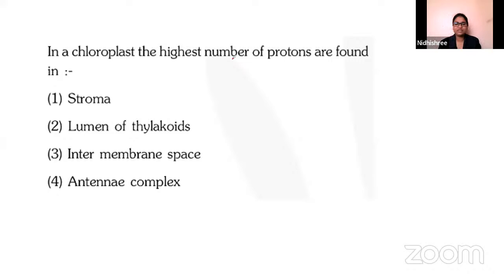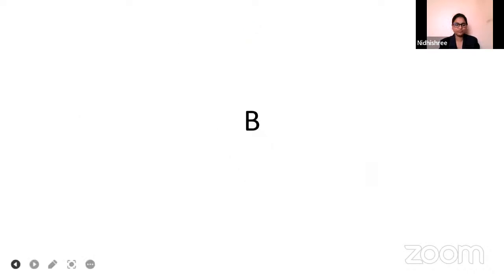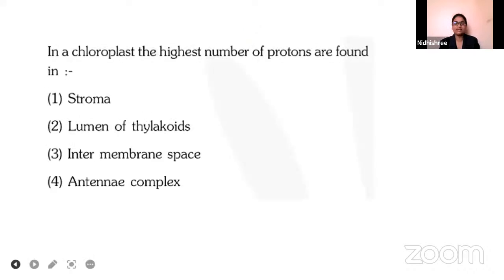Okay, good. Deepthi, option B. Praveen, option A. Duty, option B. Kavita, Shilpa Nayak, Dhamini voted for option B. Okay, so let us check the answer here. The right answer for this is option B, lumen of thylakoid. So highest number of protons we will get in lumen of thylakoid.